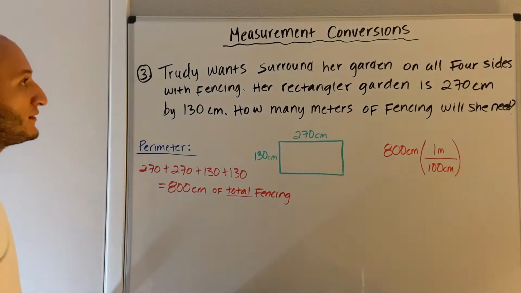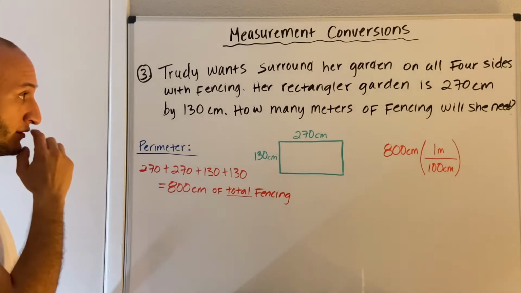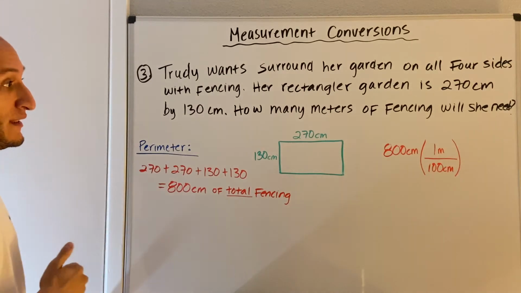Hello class, this is off of the measurement conversions worksheet. This is problem number 3, and it says Trudy wants to surround her garden on all 4 sides with fencing. Her rectangular garden is 270 centimeters by 130 centimeters. How many meters of fencing will she need?